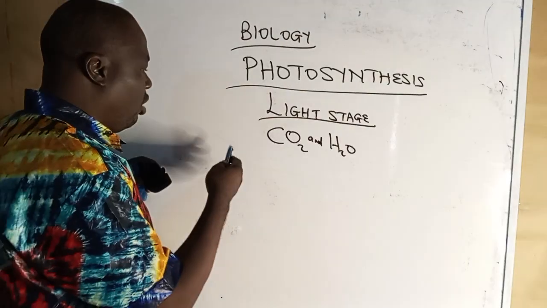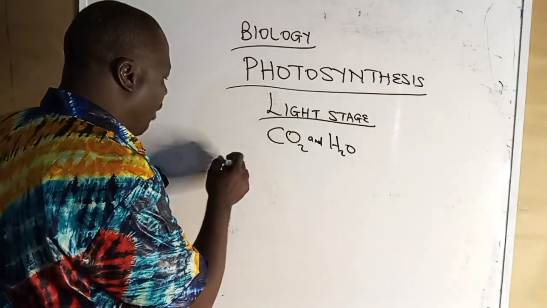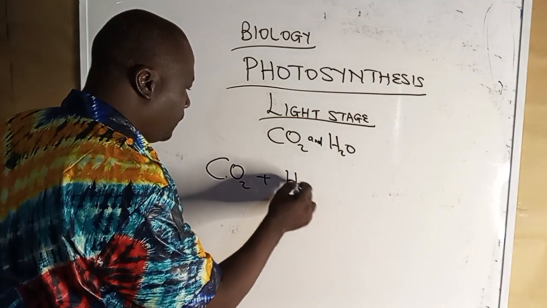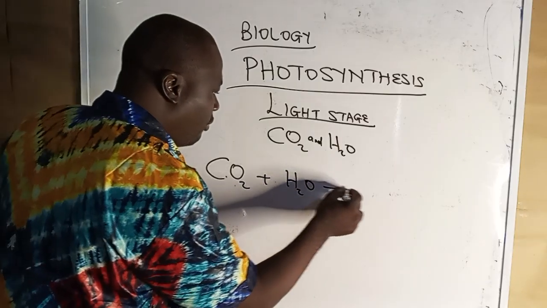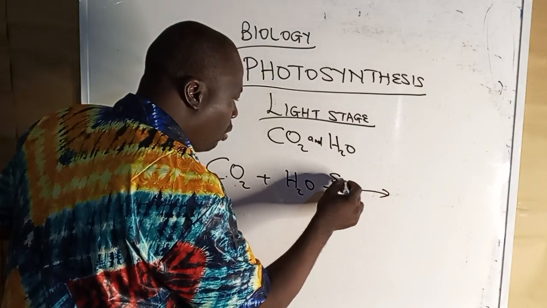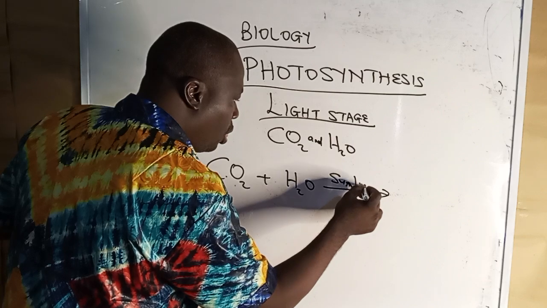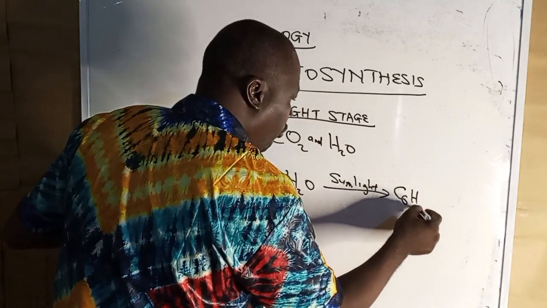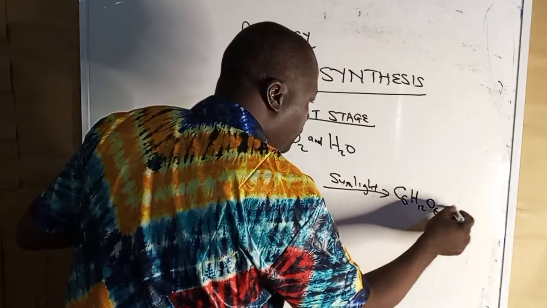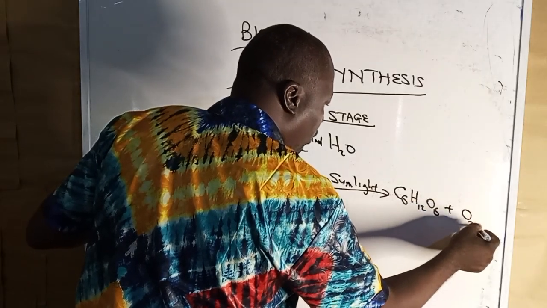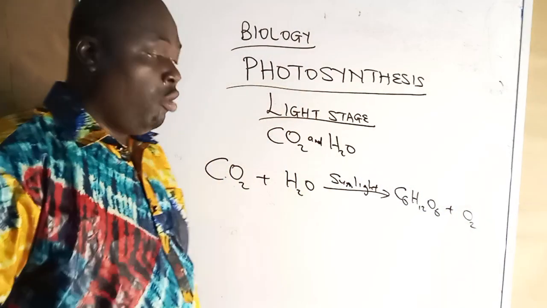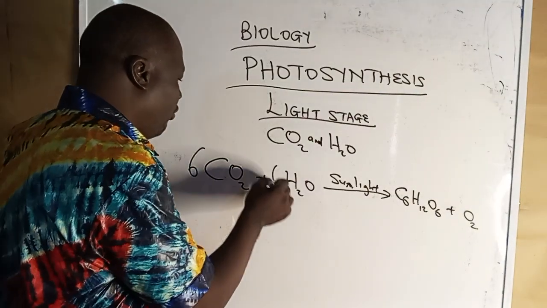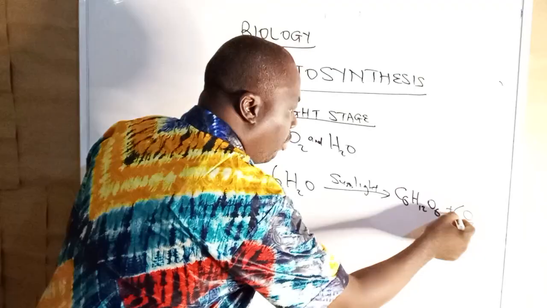So if I look at the equation now, we have carbon dioxide plus water in the presence of sunlight. This will give us the food in the form of glucose. Then oxygen is given off as a byproduct. This equation is not balanced. If I balance it now, I put 6 here, 6 here, and 6 here.